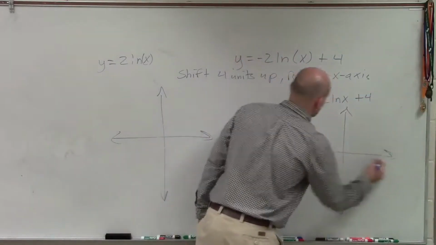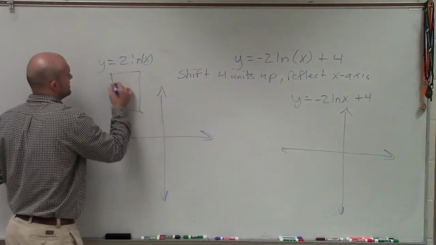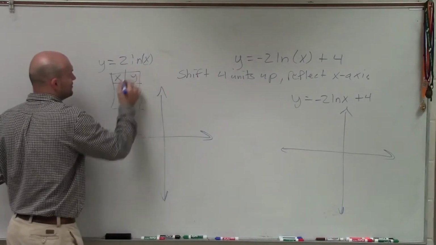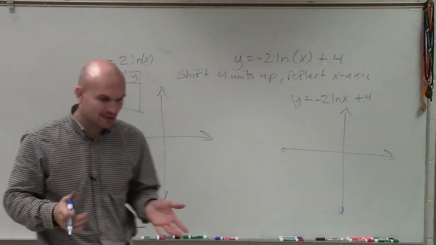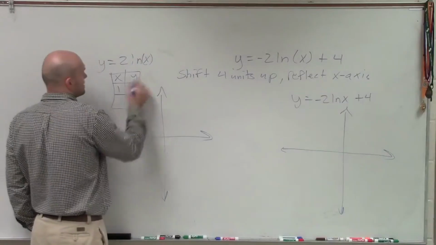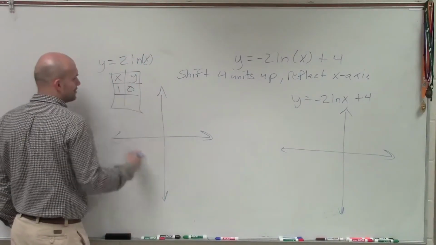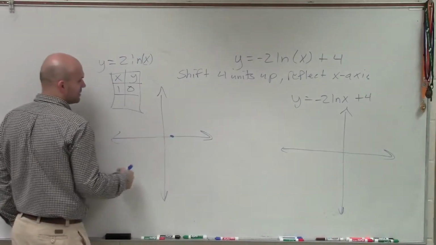All right. So the first thing is we need to create a table to graph this. And again, I just like to make this very simple. I like to go ahead and determine what my values are going to be. If I plug a 1 in for x, ln of x is equal to 0. 0 times 2 is just going to equal 0. So my graph is still going to cross at 1, 0.